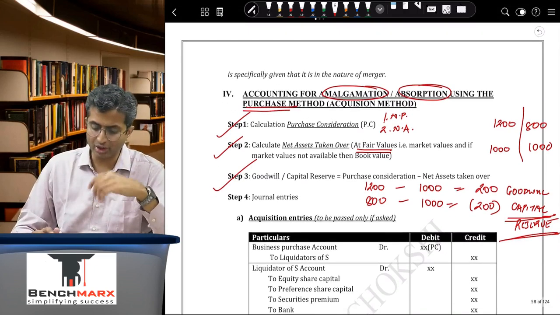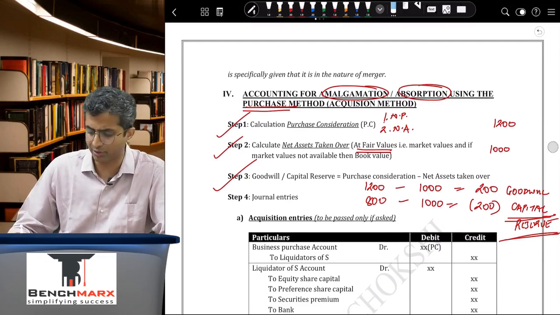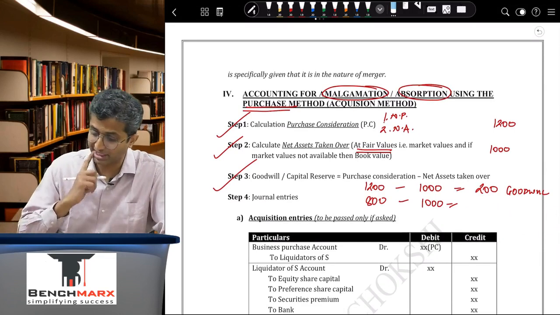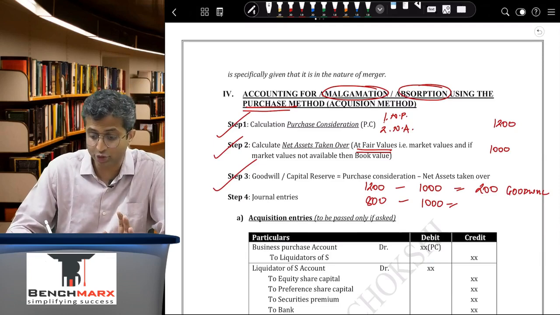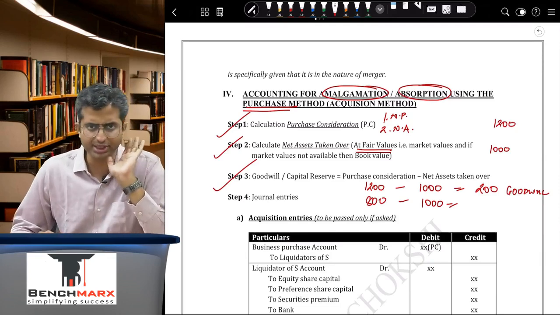What is the first thing you do? Let us assume the purchase consideration (PC) is 1200. In which case, we will pass the entry that for the business we need to pay 1200. But to whom do we need to pay 1200?